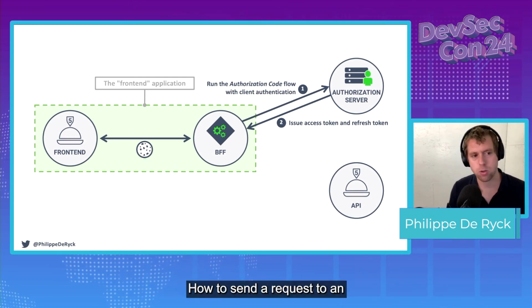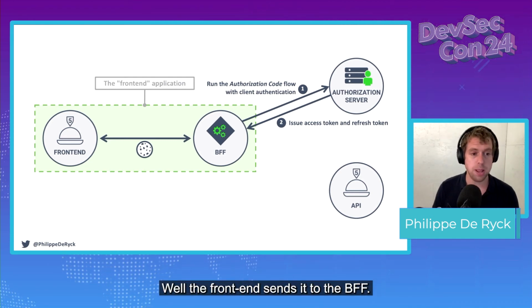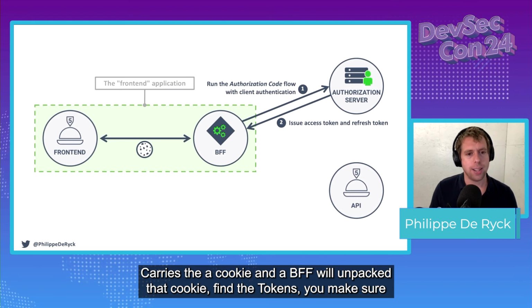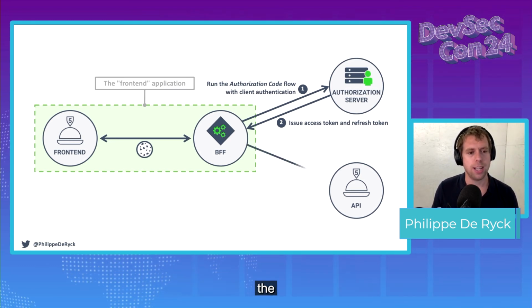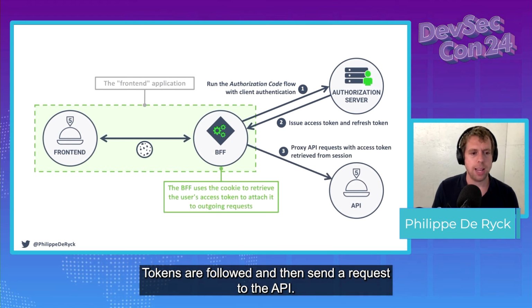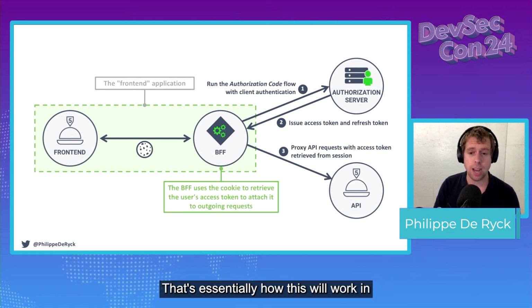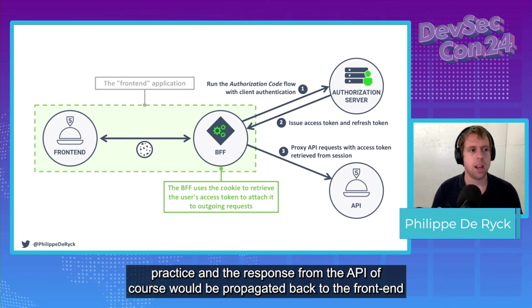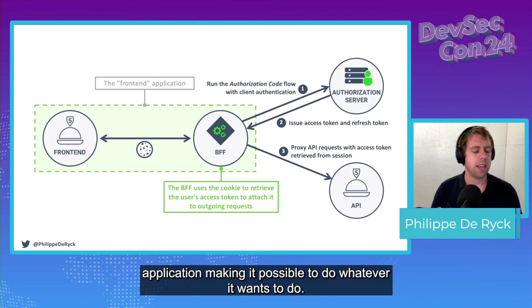How would you send a request to an API? Well, the frontend sends it to the BFF in a request carrying a cookie, and the BFF will unpack that cookie, find the tokens, make sure the tokens are valid, and then send a request to the API. That's essentially how this would work in practice. And the response from the API, of course, would be propagated back to that front-end application, making it possible to do whatever it wants to do.